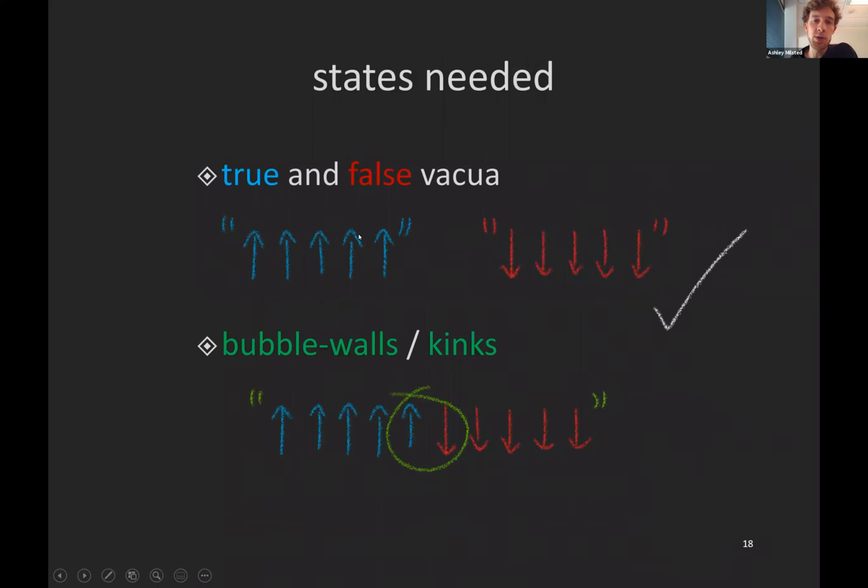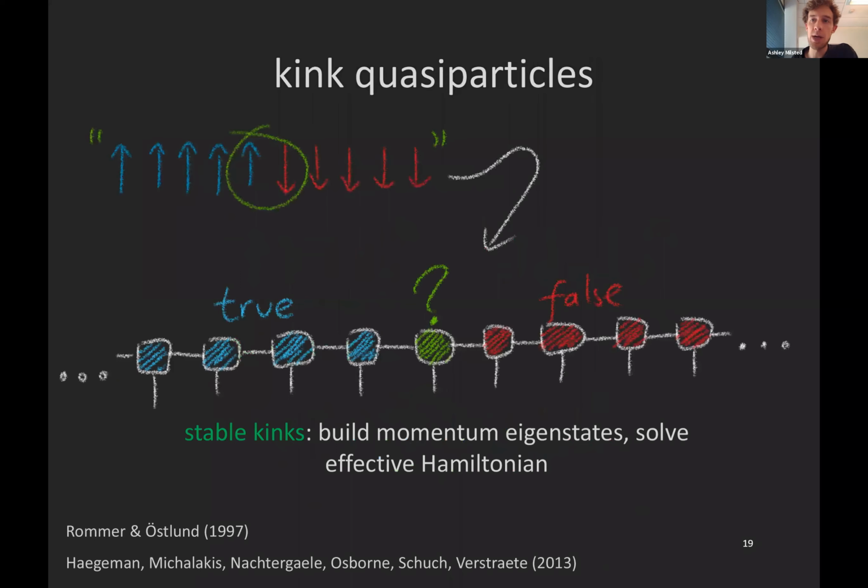Now, so we've got the true and the false vacuum, but we still need to represent these kinks. So how do we do that? Well, we take the tensors from the true vacuum matrix product state and from the false vacuum matrix product state. We join them together and we allow the tensor in the middle to vary to represent some dressed kink that is a dressed version of this simple domain wall.